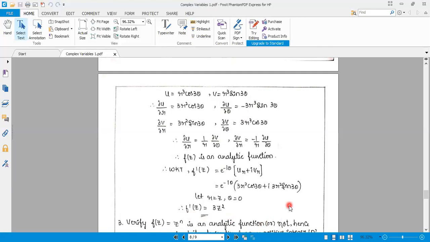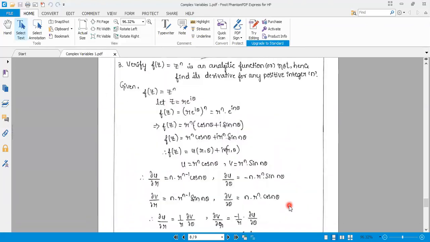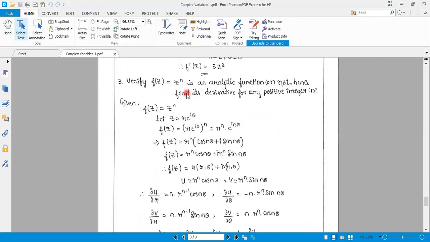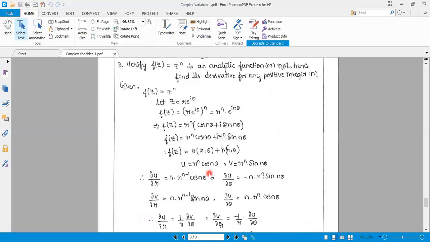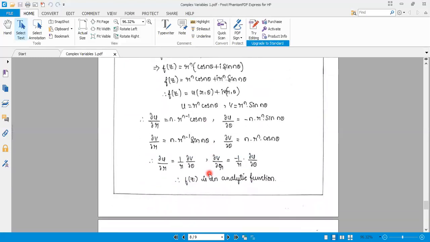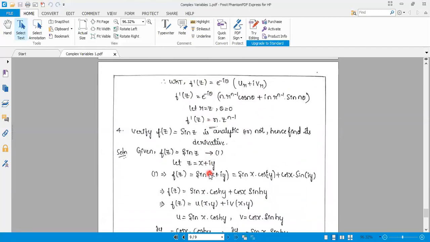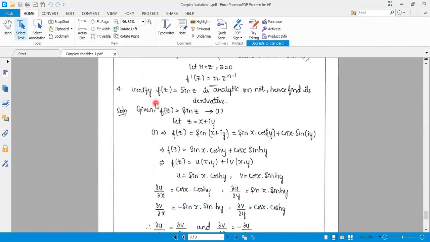In the same way, we can do the third problem. f(z) = zⁿ. You have to verify it is analytic, and also you have to find its derivative. It is the same as the previous problem, so you can try it yourself. Similarly, you do the fourth problem. f(z) = sin z. It is analytic, and you have to find its derivative. Once again, the same procedure. You can try it yourself.